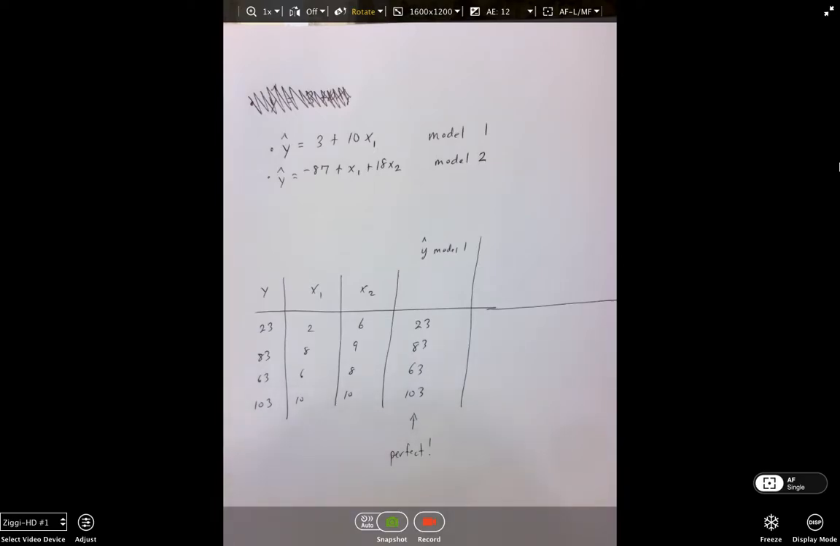Douglas, it would help if you turned on the calculator. So negative 87 plus x1 plus 18 times x2, I get 23.